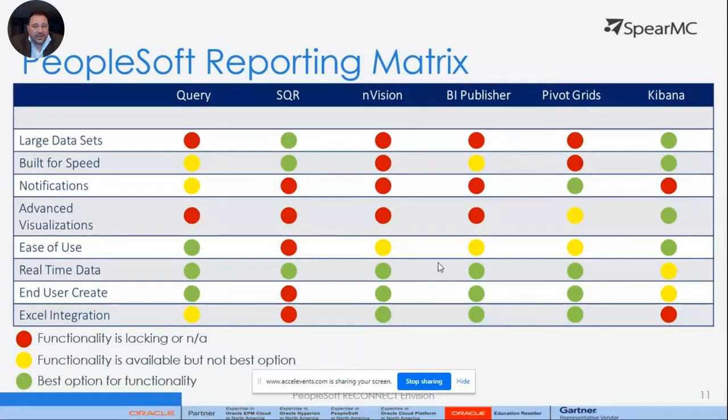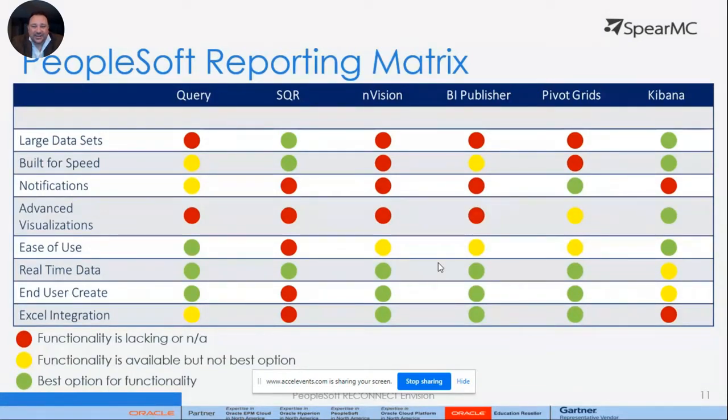Real-time, Kibana does go against the search indexes, which is yellow. The reason I have that yellow is that every time you rerun your search indexes, that is how fresh your data will be. But with PeopleTools 859, they have developed a way to make real-time data, but that is not available in 858. So yellow there, and I haven't actually seen the 859 and real-time data, so I'm going to keep that yellow for now.